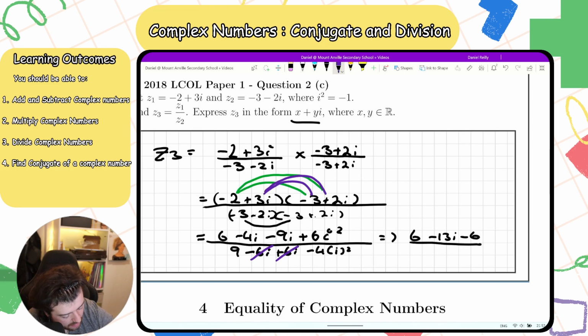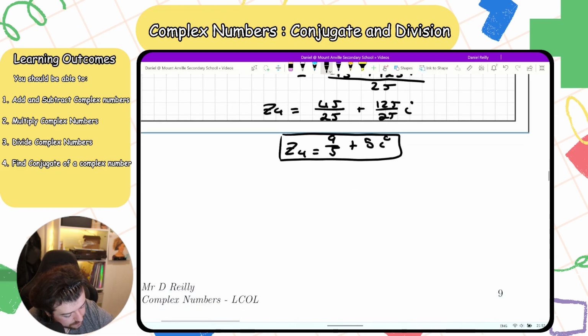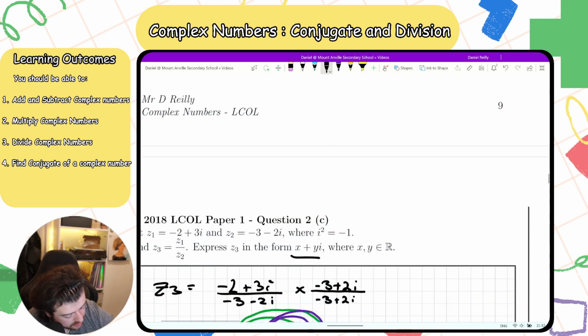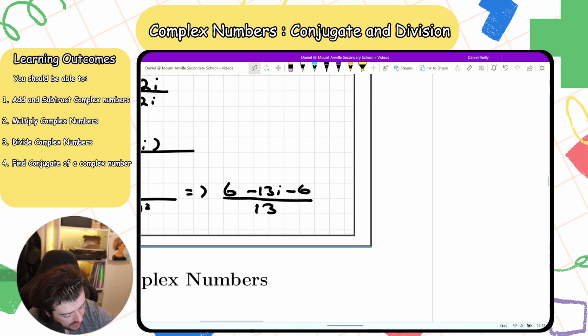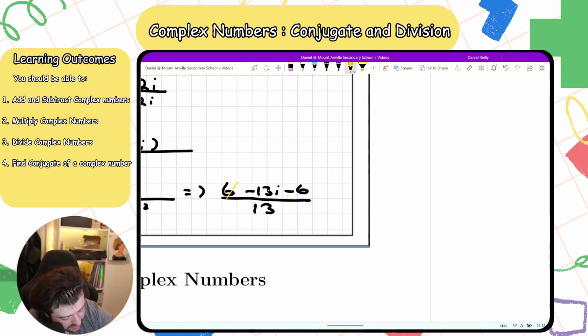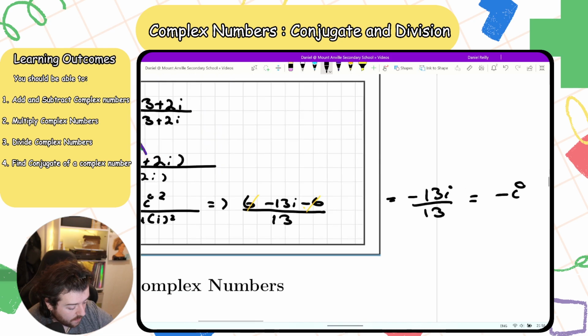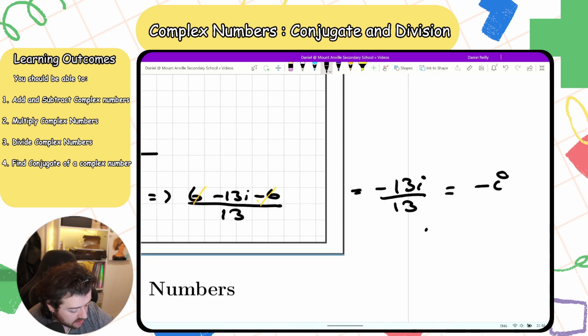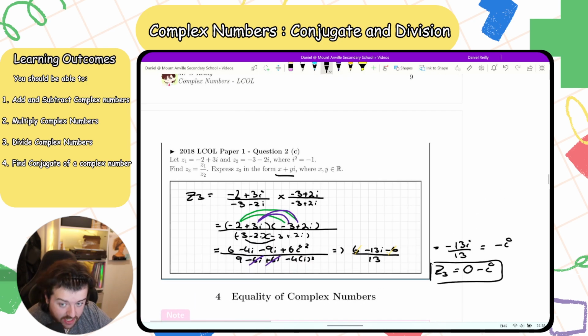These are going to cancel: 9 plus 4, which is 13. On the top, 6 minus 6 cancels. So I'm left with minus 13i all over 13, which is just going to give me minus i. But you want it in the form x plus yi, so my answer is going to be 0 minus i is equal to z3. That's my final answer there.